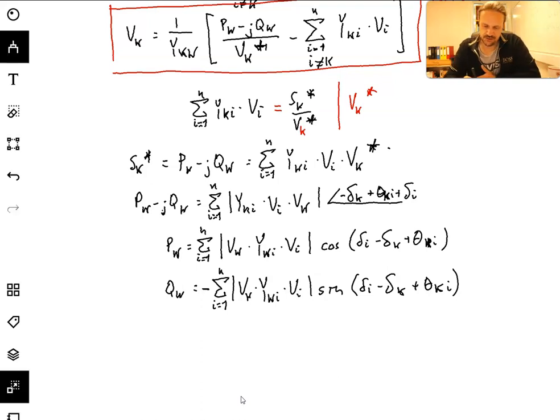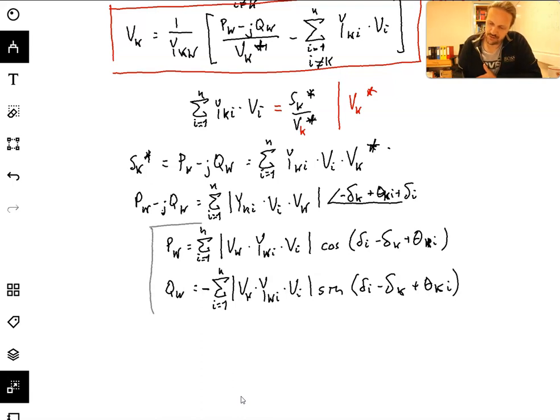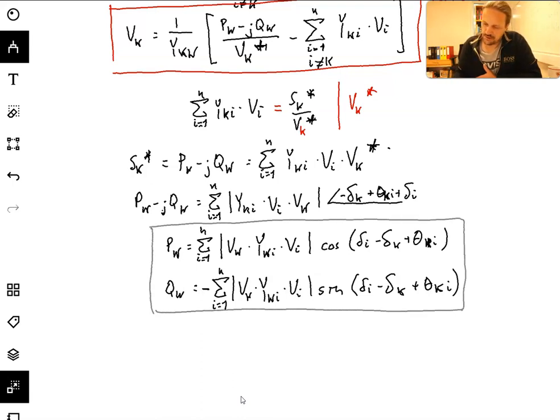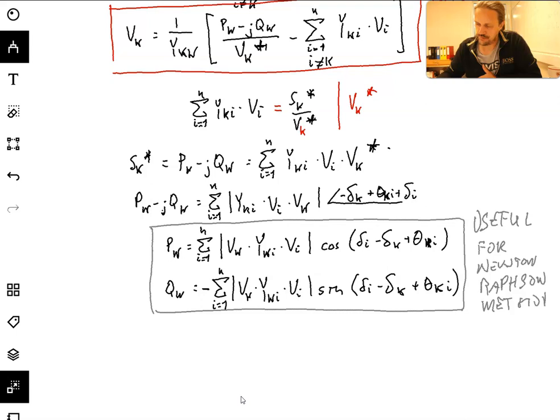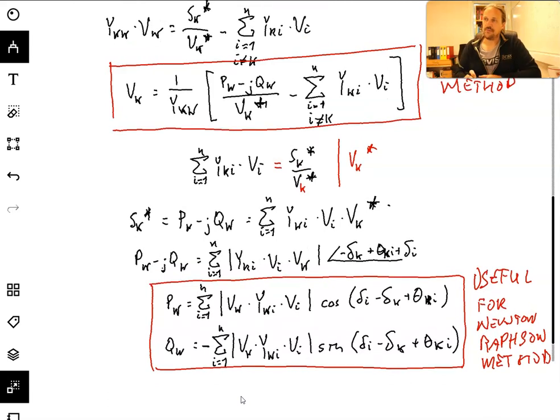So these two equations then will be these two here, and they're going to be useful for the Newton-Raphson method. So then we have both lined up here, Gauss-Seidel and Newton-Raphson method. So that's the derivation of, or how to derive the load flow equations.